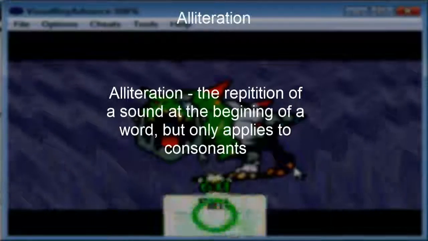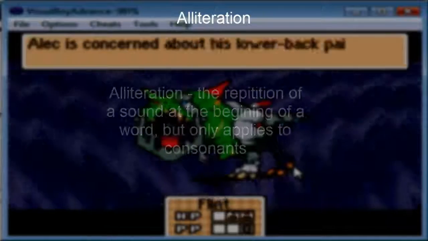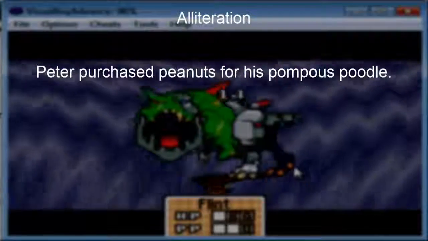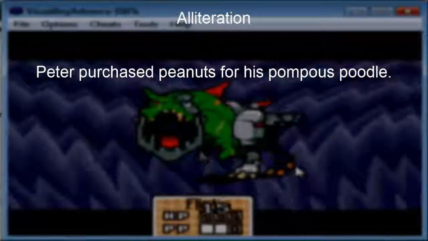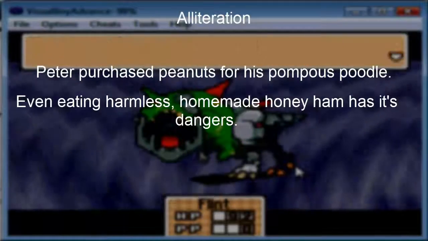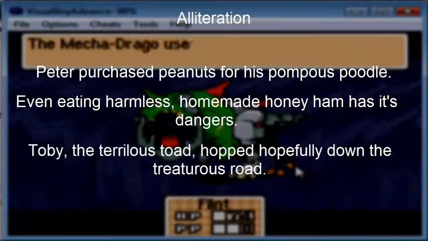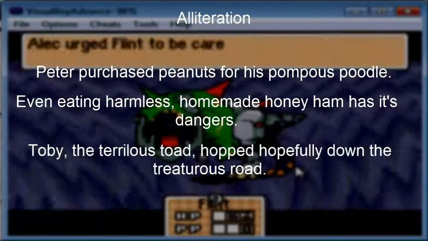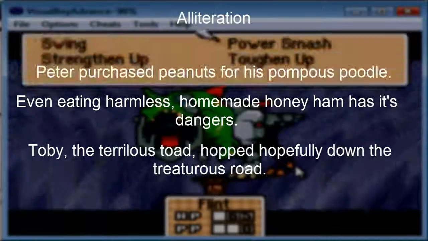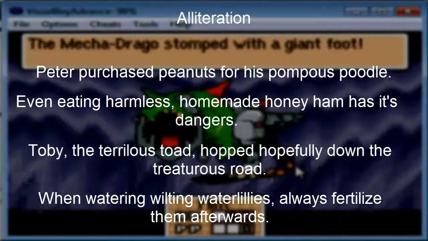Alliteration is the repetition of a sound at the beginning of a word, but only applies to consonants. Some examples are: Peter purchased peanuts for his pompous poodle. Even eating harmless homemade honey ham had its dangers. Toby, the tailless toad, hopped hopefully down the treacherous road. And when watering wilting water lilies, always fertilize them afterwards.